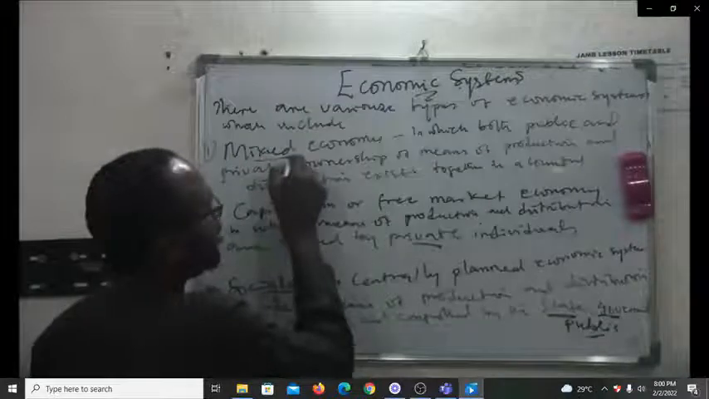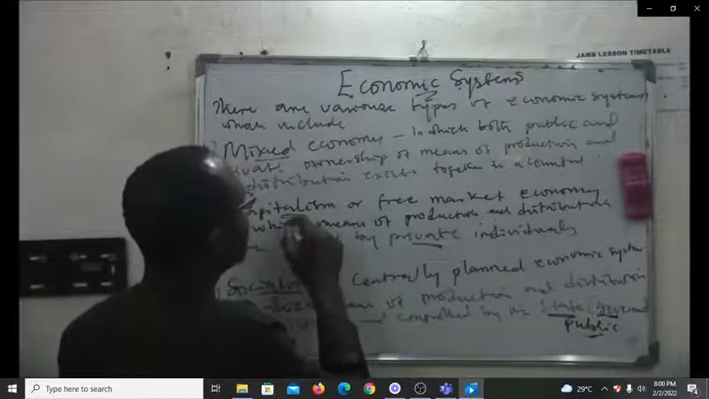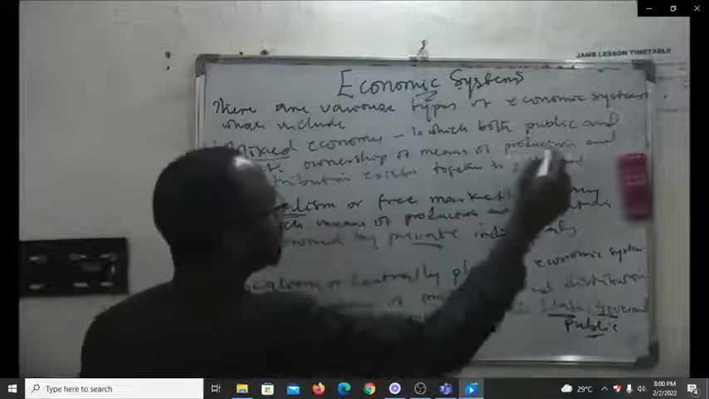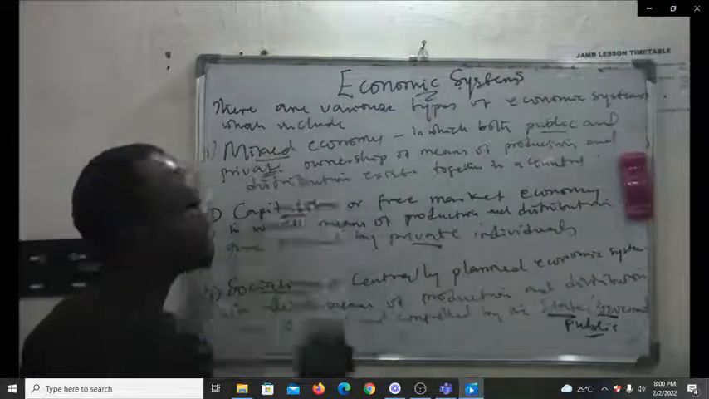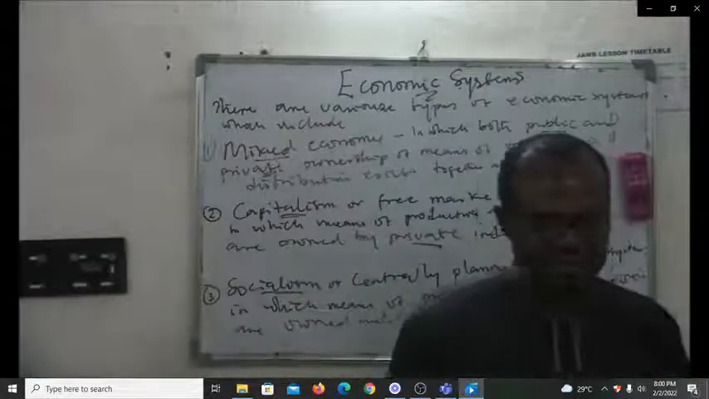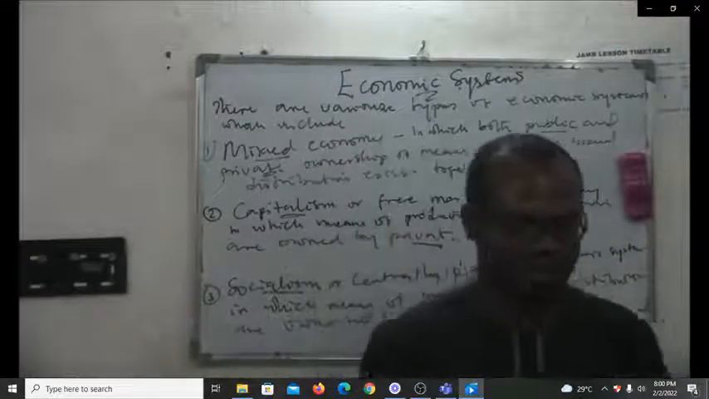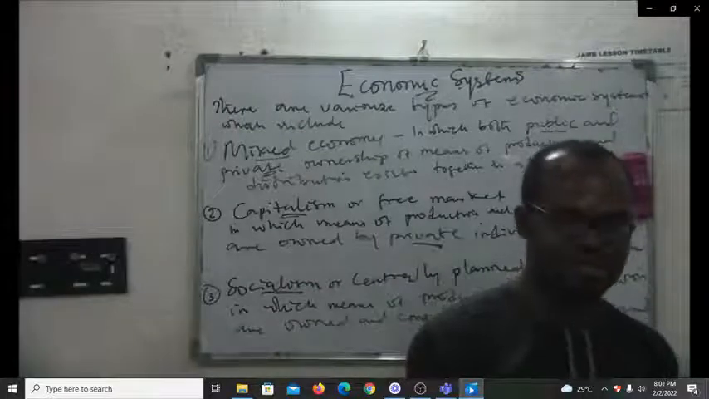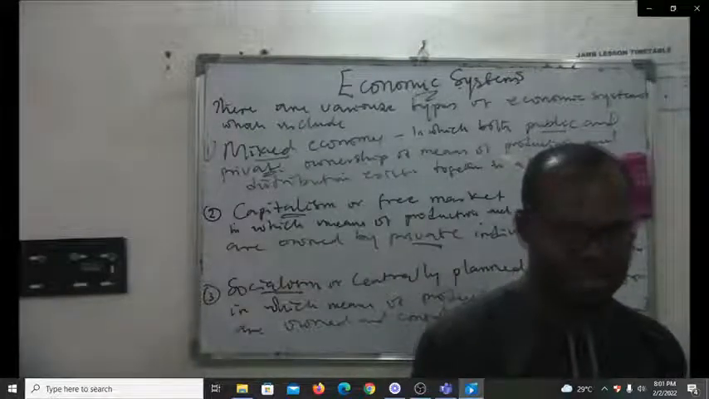Whereas in mixed economy, you have what? What do we have in mixed economy? Good. Both the private and the public. Is that clear? Can you tell me the difference now if I ask you? So what are the three types of economic system about? Mixed economy, capitalism, and socialism.